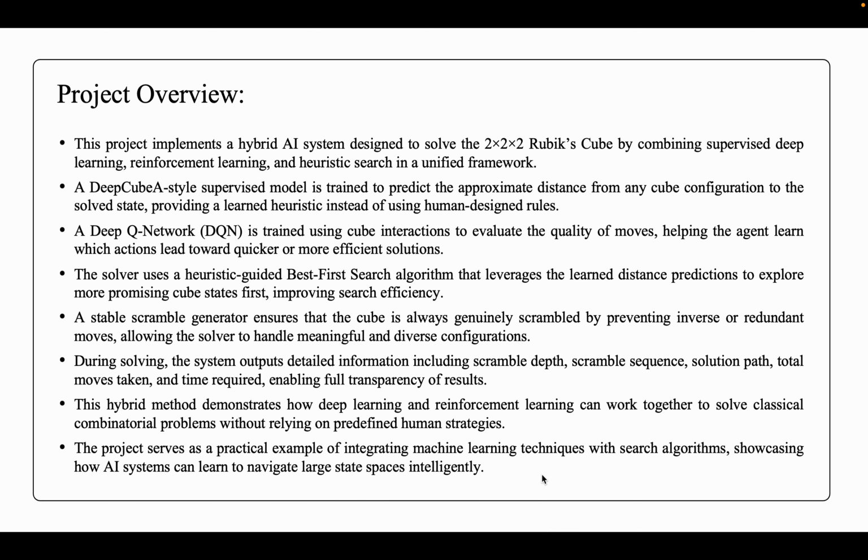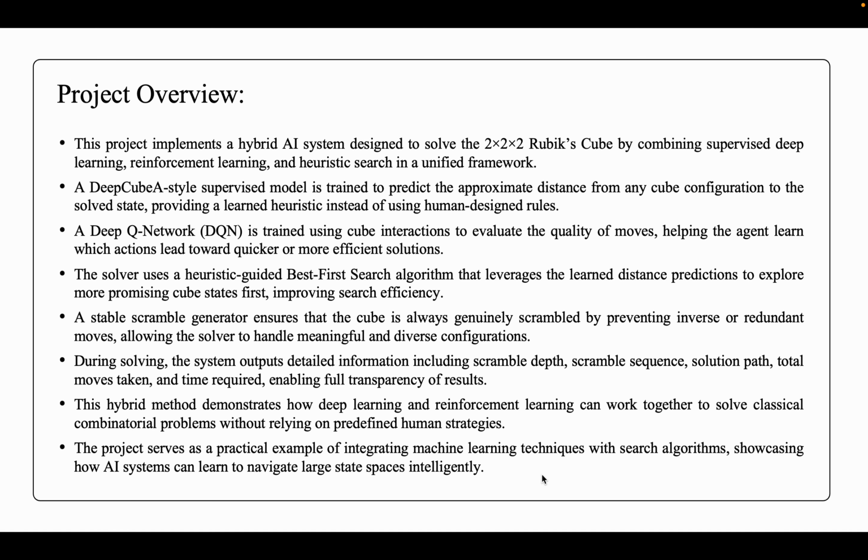Our solver uses three main ideas. First, a supervised DeepCubeA model predicts how many moves the cube is away from being solved. Second, a DQN reinforcement learning agent tries moves, gets rewards, and learns which moves are helpful. Finally, a search algorithm uses the model's predictions to explore cube states that look promising. Together, these methods allow our system to reliably find solution paths.